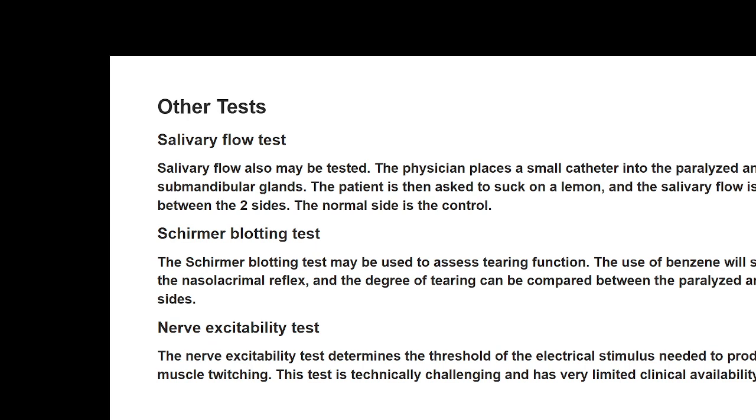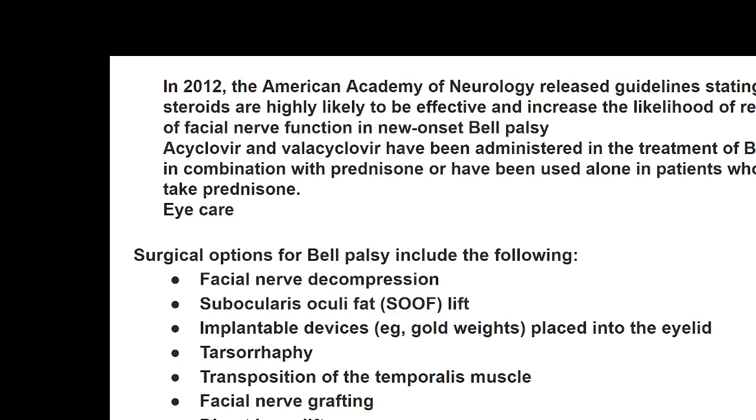Or the blotting test is also one of that kind of test, where benzene will stimulate the nasolacrimal reflex, and the degree of tearing is compared between the paralyzed and normal sides, which can confirm that the tears are reduced. So, irritation of the nasolacrimal reflex by benzene is done. Or the nerve excitability test, where you use an electrical stimulus, which produces a muscle twitching. So that's about the different tests which are of really high academic interest, not the regular ones.